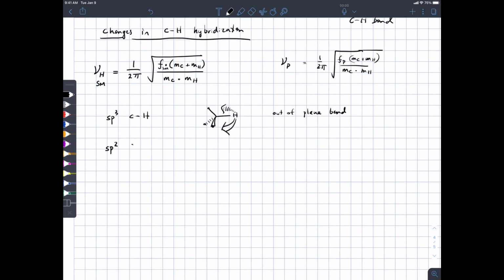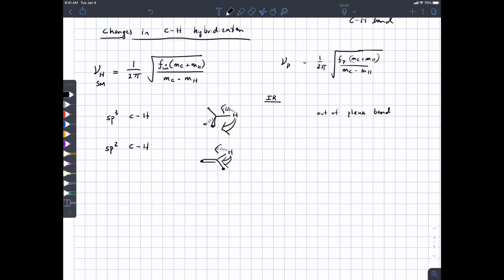for an sp2 hybridized carbon-hydrogen bond, all of these atoms are in the plane, and we're going to consider, again, wagging of this carbon-hydrogen bond out towards us and then back away from us. Again, fishtail action. And let's consider what we tend to observe. And we can actually see these vibrational frequencies in the IR.